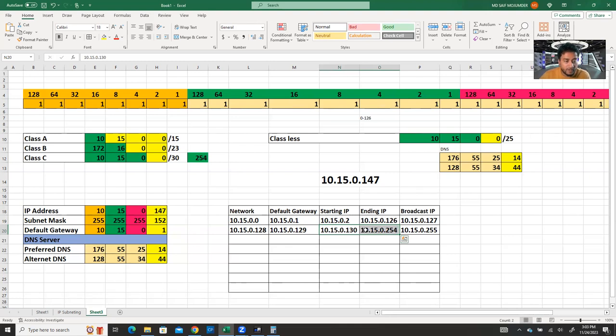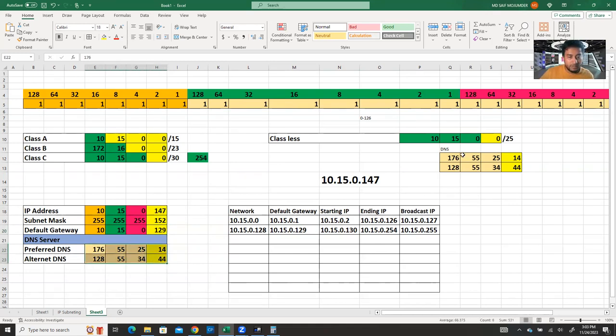What should be our default gateway? So definitely 129 is our default gateway, right? How do we get it? From there, right? If the IP belongs to this range, that means this is our default gateway. So 10.15.0.129 is the default gateway. And what is our preferred DNS and alternate DNS?